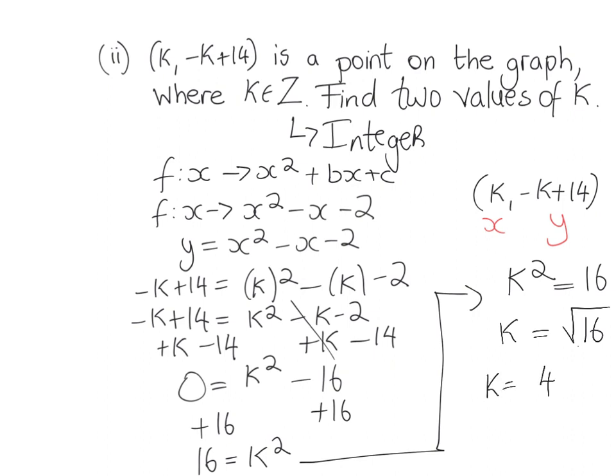And for this, it's plus and minus, because if you think of it, if we go minus 4 squared, that will give us 16. And if you go 4 squared, that will also give us 16. So there are two values of k, and the two values of k are plus 4 and minus 4. So that is the answer to this question.